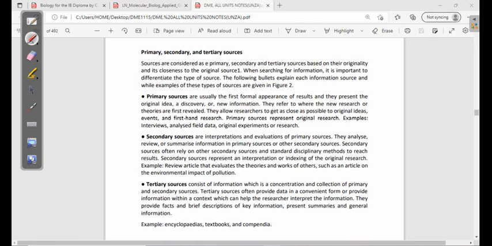Now when you're talking about tertiary sources of information, this consists of a concentration and collection of primary and also secondary sources. You get the primary sources and the secondary sources, and when you concentrate on both of these, that gives you a tertiary source. Tertiary sources often provide data in a convenient form or provide information within a context which can help the researcher interpret the information. It wouldn't be that cumbersome for someone to interpret that information, because it is more in a summarized way.